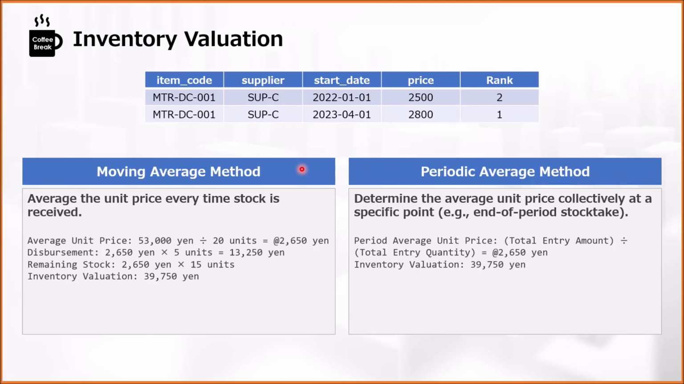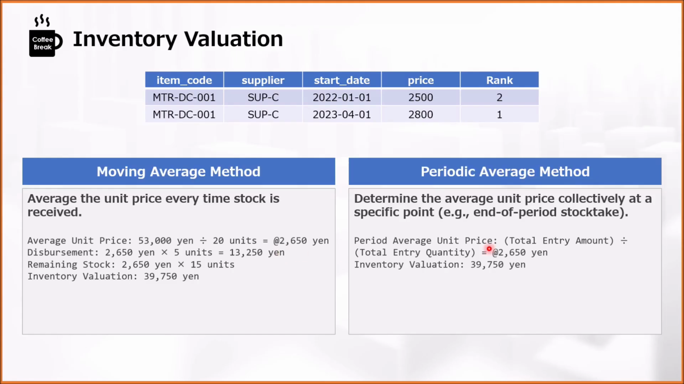The moving average method calculates the average unit price every time new stock arrives. We calculate the average unit price as of April 2nd and multiply it by the inventory count to get the valuation. Since the valuation is calculated with every entry, the price fluctuations are smoothed out. However, system-wise, it requires an update operation for every single entry.